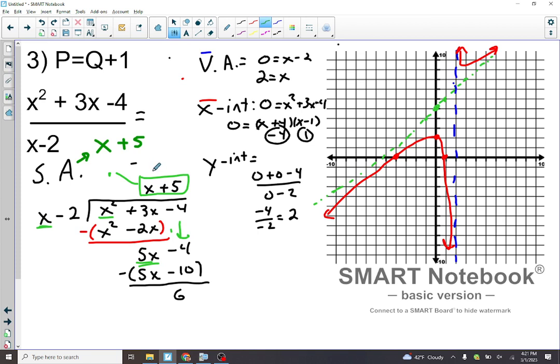What do you divide? The whole problem? Yeah, you just divide it as it's written. You do the rest of the problem as normal. The only thing that changes per question is the horizontal or slant asymptote. The vertical one you do the same way. X-intercept you do the same way. Y-intercept you do the same way.